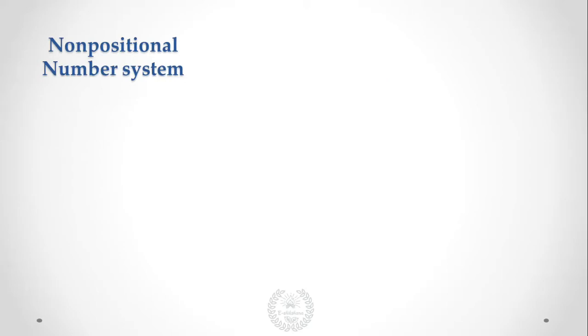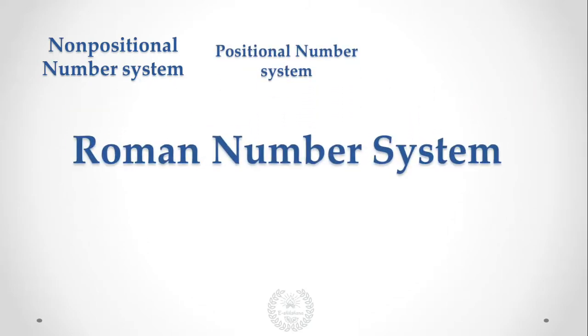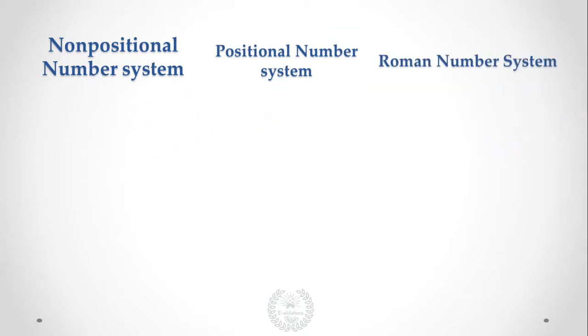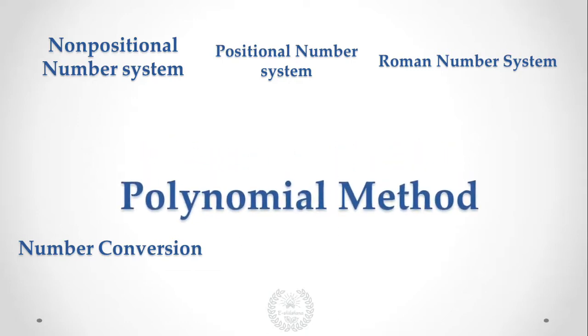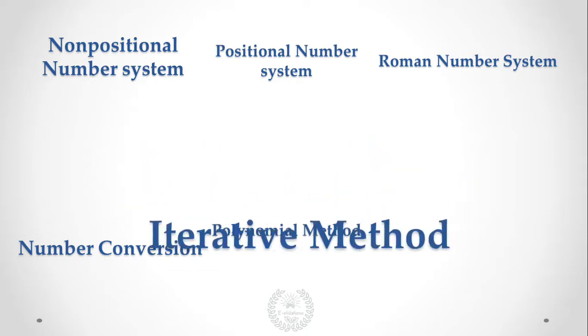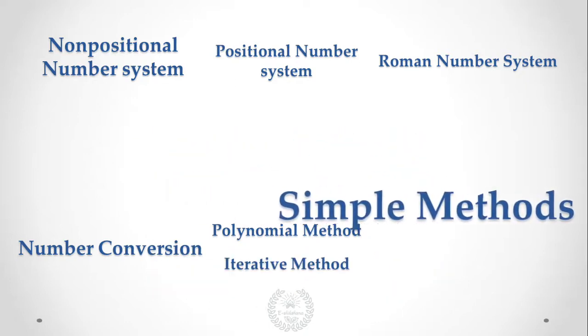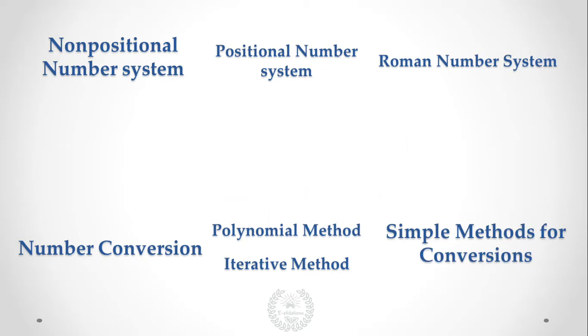Non-positional number system, positional number system, Roman number system, and procedure for number conversion. The first procedure we'll discuss is the polynomial method. The second method for conversion is the iterative method.